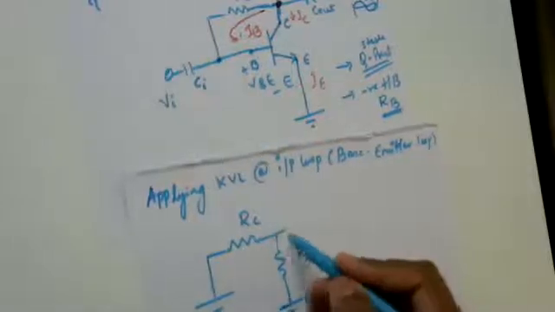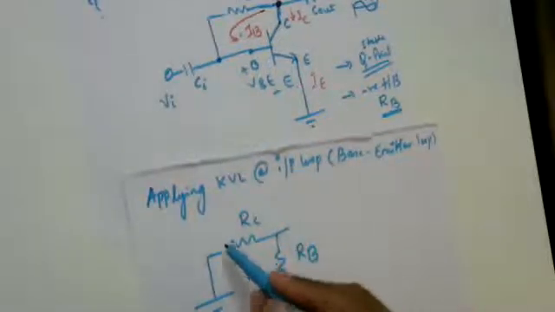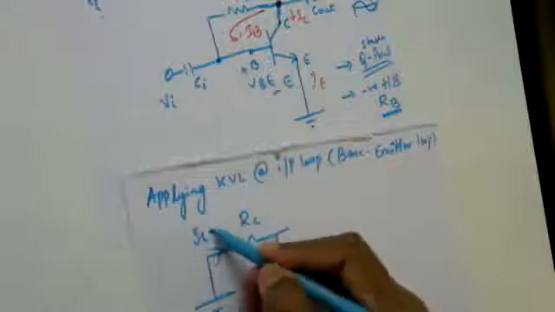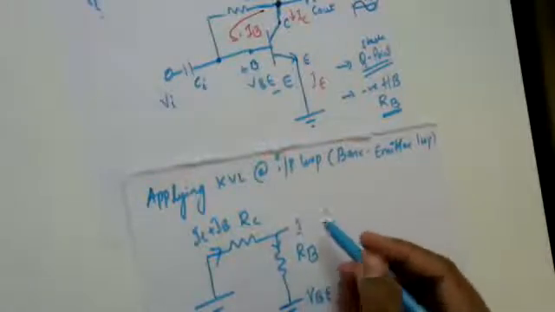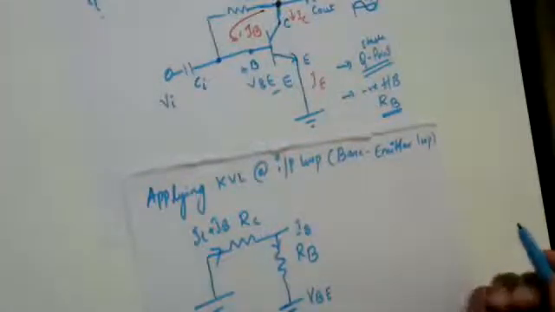Here I'm having one node. I'm calling this current IC plus IB, and the current that flows into this branch is just IB. So I'm considering only this portion of the circuit, to be more frank.